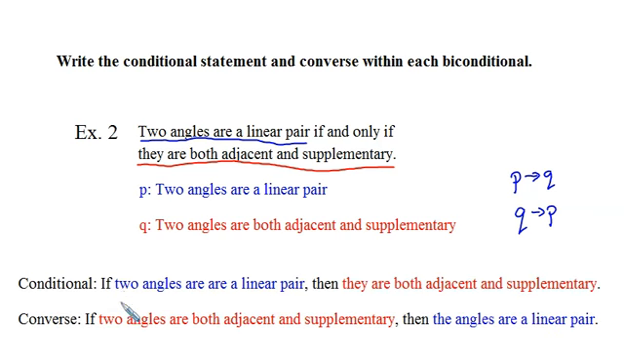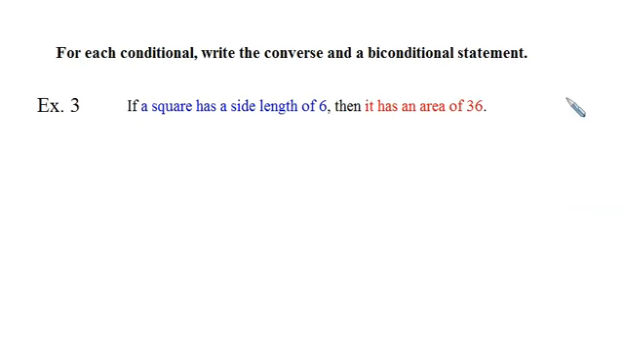Our conditional statement: if two angles are a linear pair, then they are both adjacent and supplementary. Our converse statement is if two angles are both adjacent and supplementary, then the angles are a linear pair. So in this problem, we are going to start with the conditional, and then we will write the converse, which once again is Q implies P, and then we will write the biconditional, P if and only if Q.